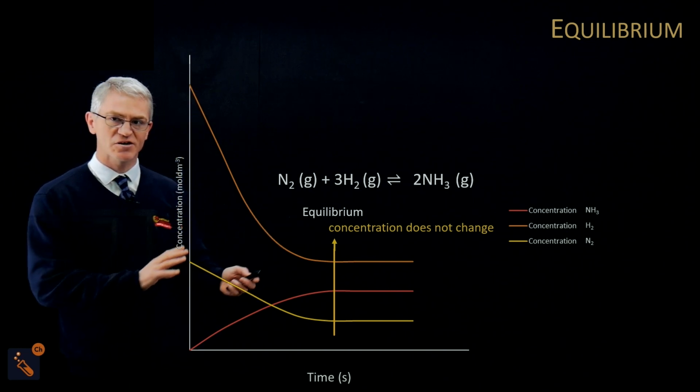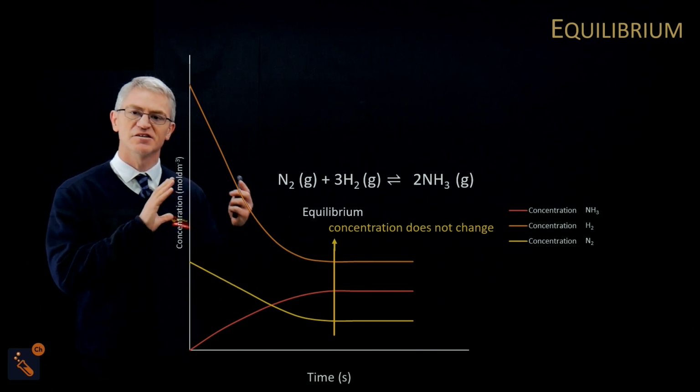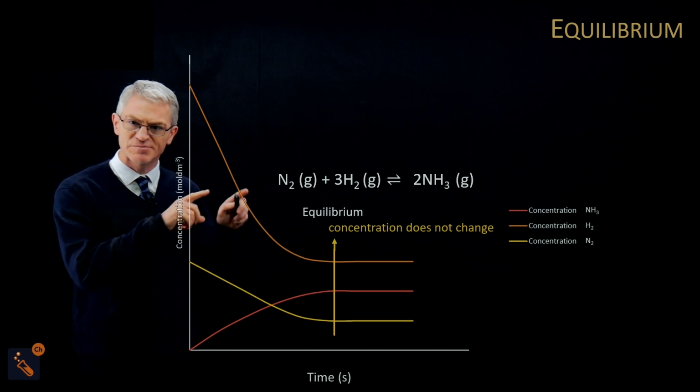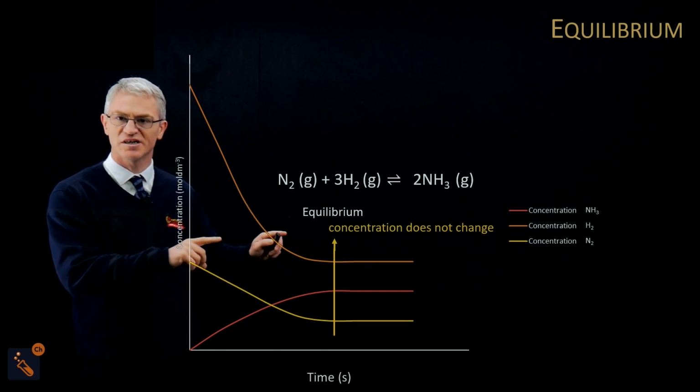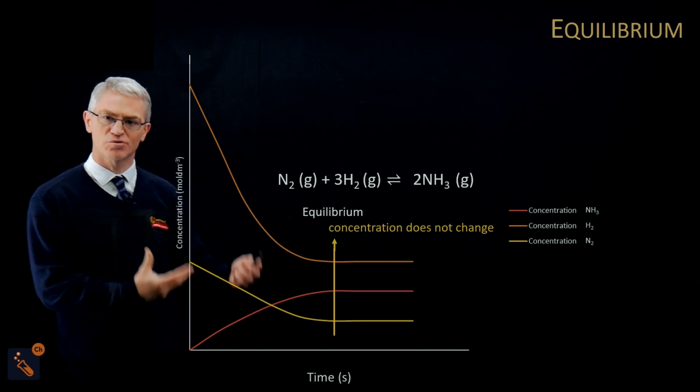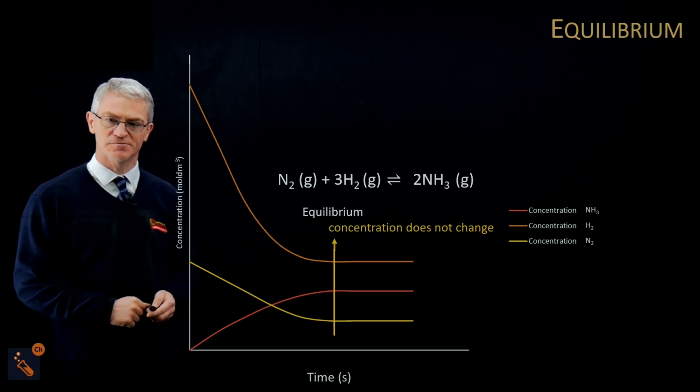So if you're in a question that's in an exam and you're asked to say things about equilibrium, say, how do you know it's equilibrium? It's because the concentration does not change. And that means of all of the reactants and the product, concentrations don't change.